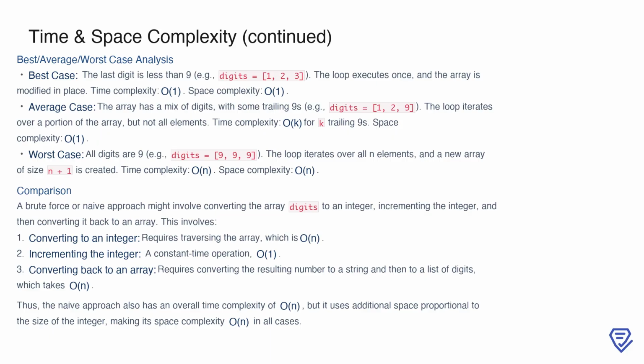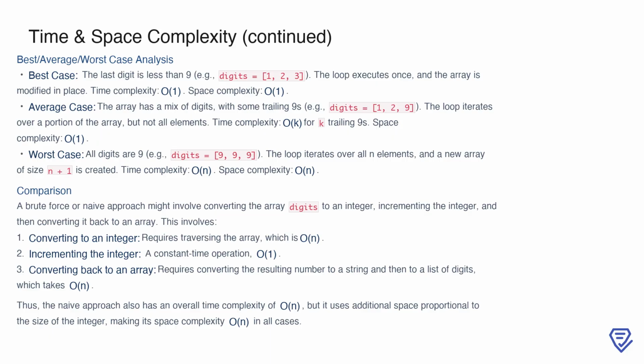In the average case, the array contains a mix of digits with some trailing 9s, like 1, 2, 9. The loop processes only the trailing 9s and updates the array in place. Time complexity in this case is O(k), where k is the number of trailing 9s, and space complexity remains O(1). In the worst case, where all digits are 9, such as 999, the loop iterates through all n elements, setting them to 0, and creates a new array of size n+1 to prepend the leading one. This results in a time complexity of O(n) and a space complexity of O(n).